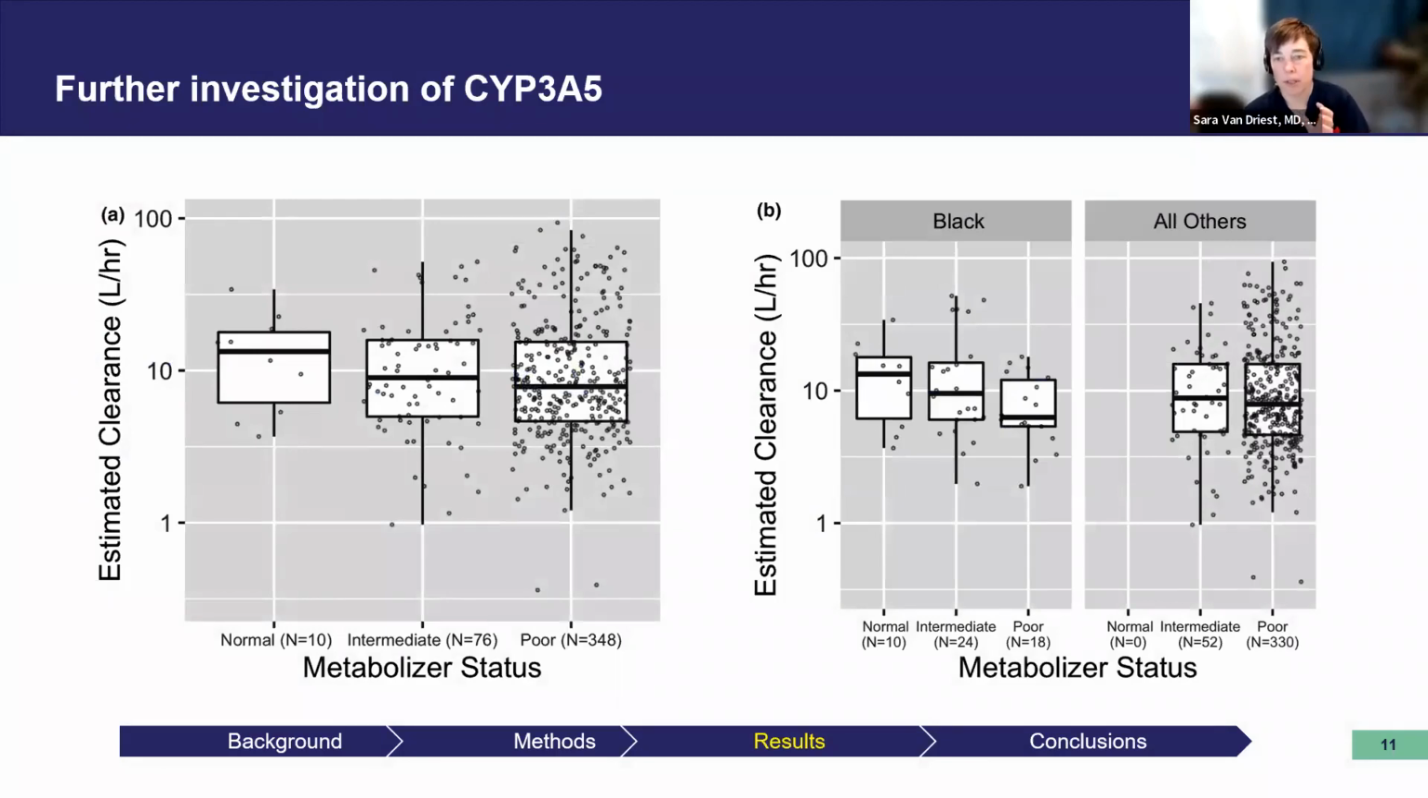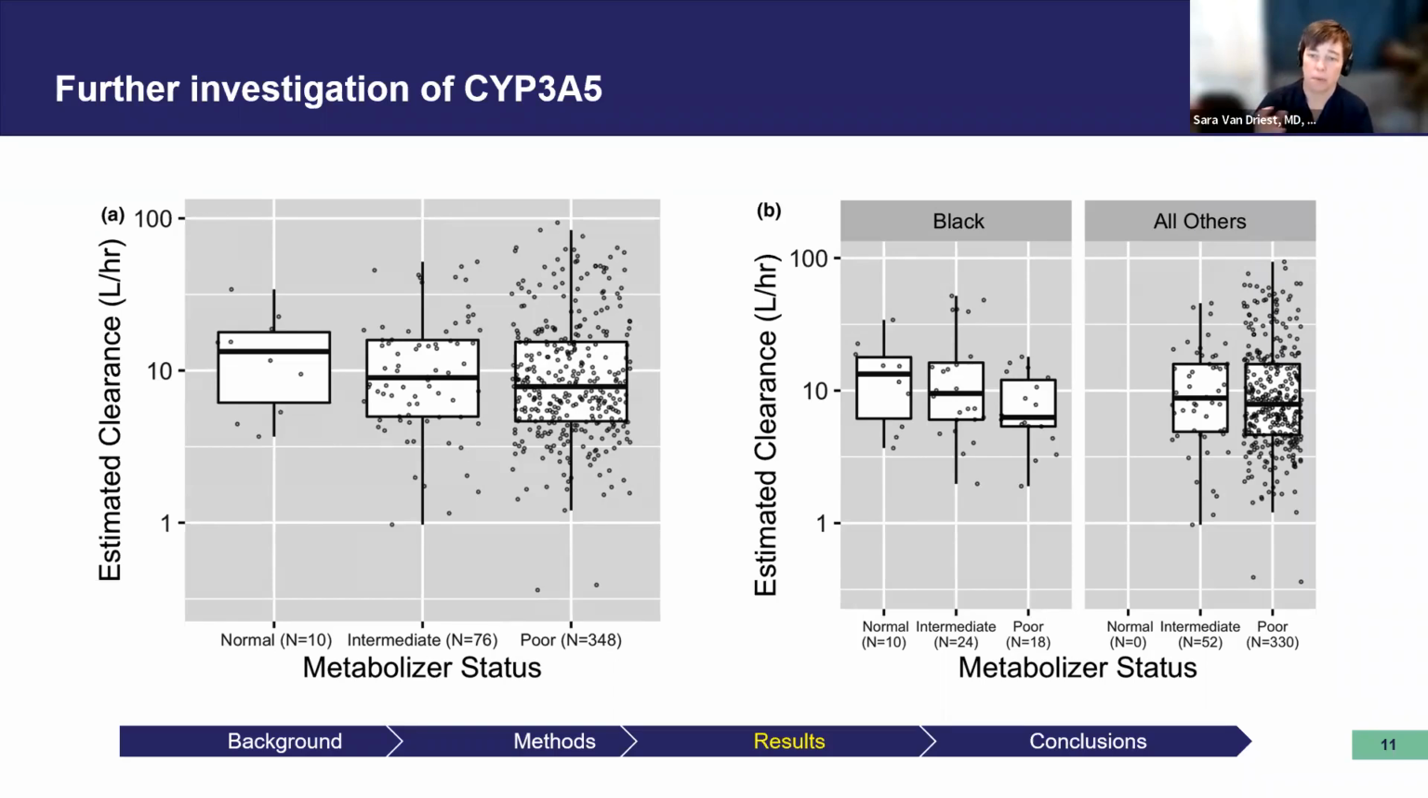So here's one way that we looked at the effect of CYP3A5 metabolizer status on fentanyl clearance. So in this box and whisker plot on the left, clearance is on the y-axis and metabolizer status is on the x-axis. And as you can see, there's a stepwise decrease in the median clearance from normal to intermediate to poor metabolizers. However, you can also see the tremendous variability within these metabolizer groups.